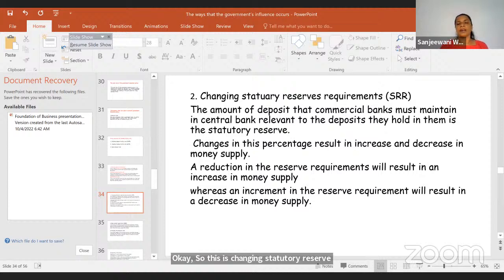So the central bank, whether they want to increase or decrease the money supply, will increase or decrease the deposit amount. Okay, so that you need to know, that is changing statutory reserve requirement, right? What is that? The amount of deposit that commercial banks should maintain at the central bank.